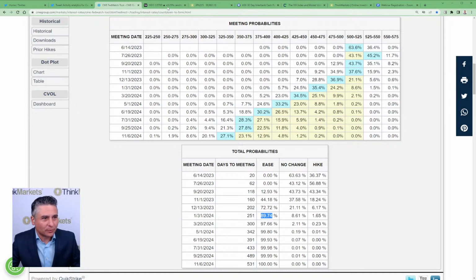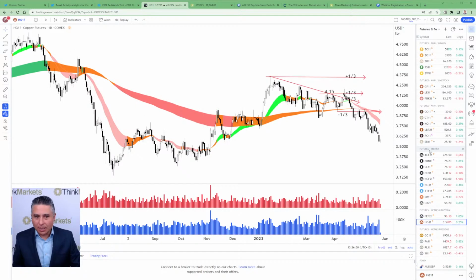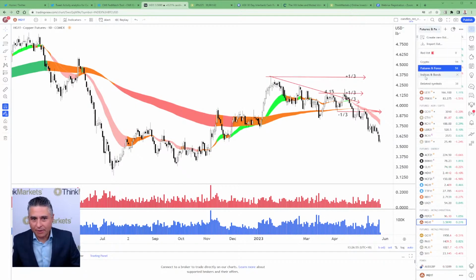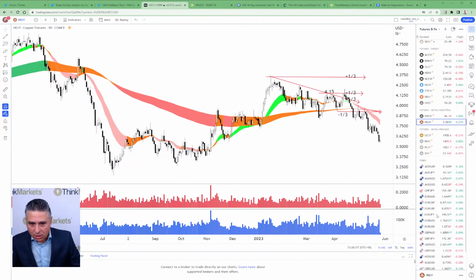I was heading over here and we have copper on screen. I'll come back to it because I said it's going to go to my favorite FX trade at the moment, which is actually down here.